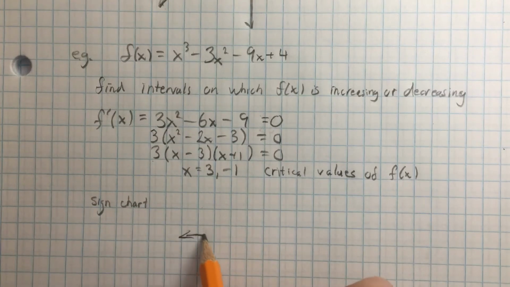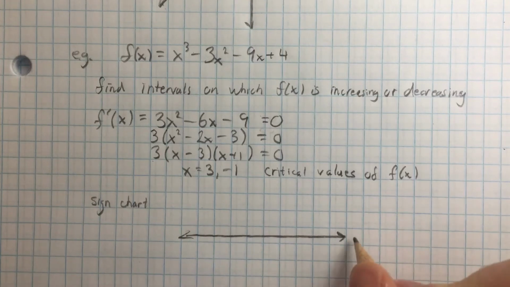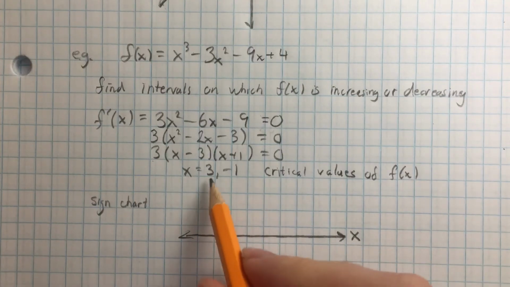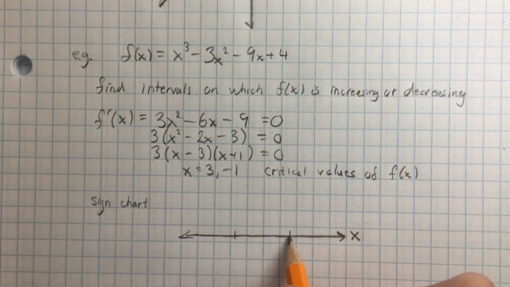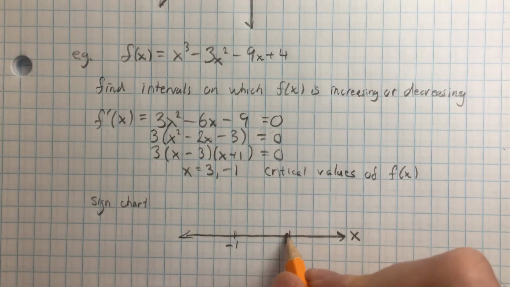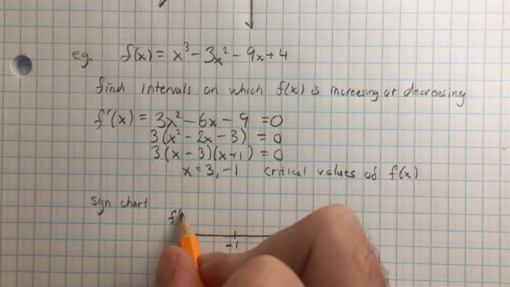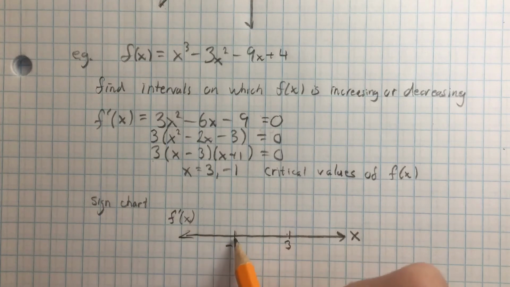So I have an x-axis here, and I take the critical values that I've found, 3 and negative 1, and I put them on here. Scale is irrelevant, as long as the order is proper. These are the locations where the derivative is 0. So I want to talk about f prime here. I know that f prime is 0 at these two locations, and only those two, from the equation we solved. Therefore, everywhere else, I have 3 subintervals, and here the derivative must be either positive or negative.